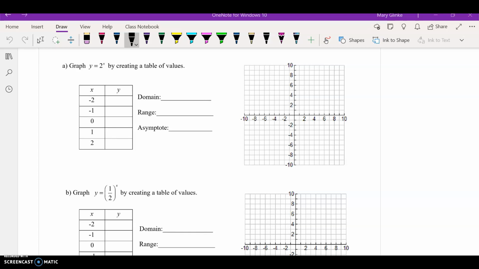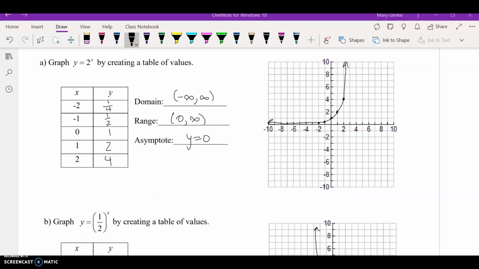Hello. Today we're going to be talking about exponential functions. We're going to start off with a warm-up A, B, C, and D, just looking at different functions and what their graph looks like. So go ahead and pause the video and do A through D individually, and then come back here to see if your answers are correct.